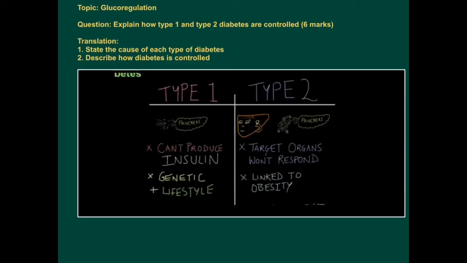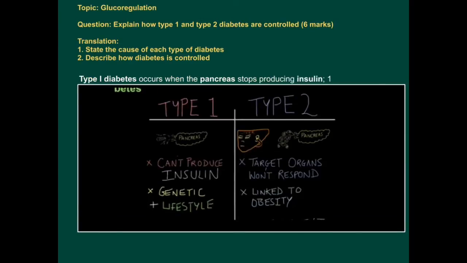This exam application tutorial is on the topic of glucoregulation. The question for 6 marks: explain how type 1 and type 2 diabetes are controlled. So there's a natural division in this question. Part of it is on type 1, part of it is on type 2. The translation would be: state the cause of each type of diabetes and describe how diabetes is controlled. The good news is that you control type 1 and type 2 diabetes using the same methods.